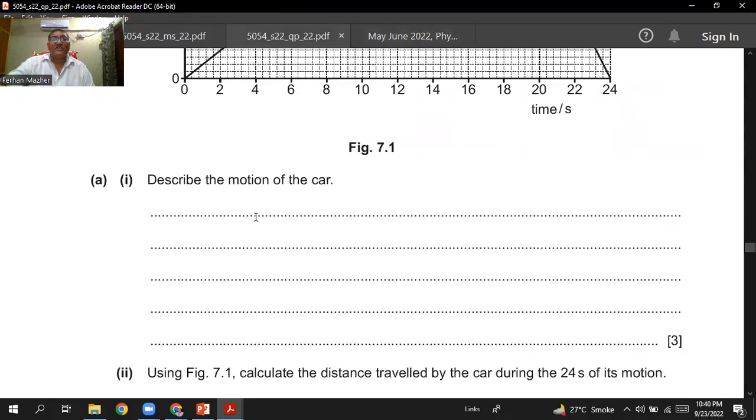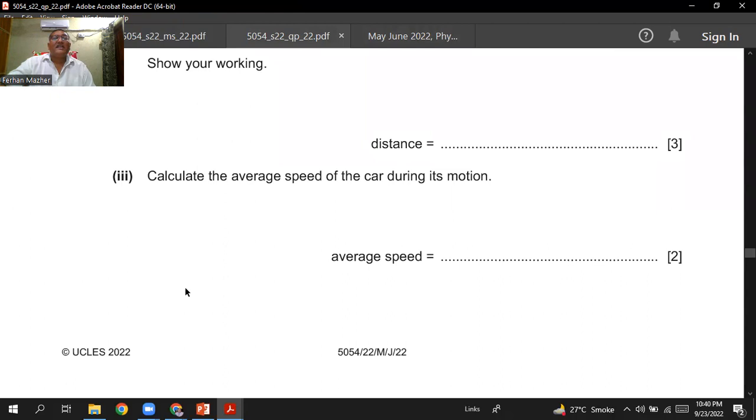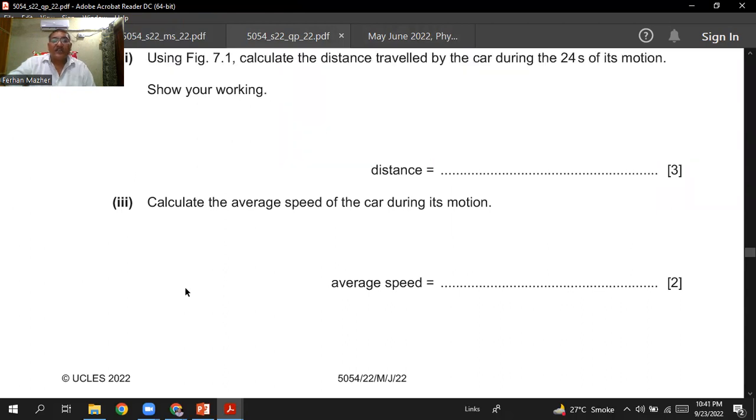Okay, the next question is coming up on your screen. He says, calculate the average speed of the car during its motion. You know, if you want to find out the average speed of a journey of a car, we can find it very simply.